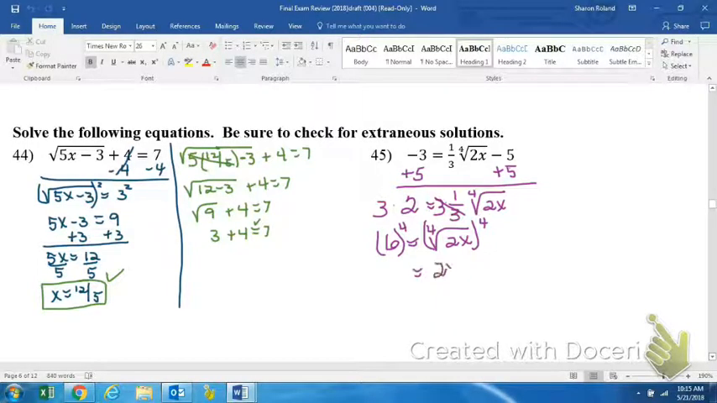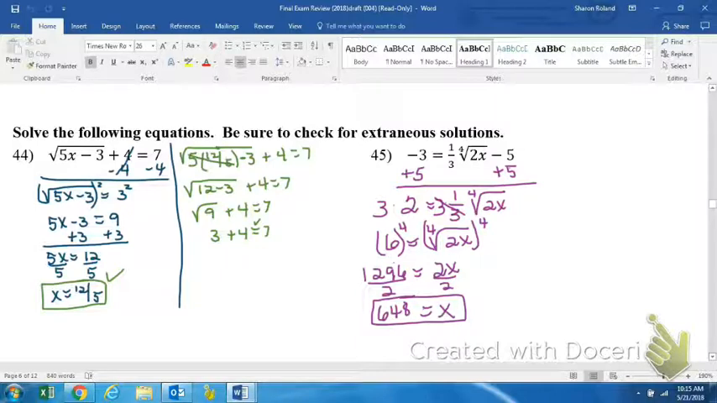And so you have 2x equals, and that's going to be 36 times 36. 6 to the fourth is 1,296. Divide both sides by 2. And x is 648. Well, you have to make sure, because we're checking for extraneous solutions.